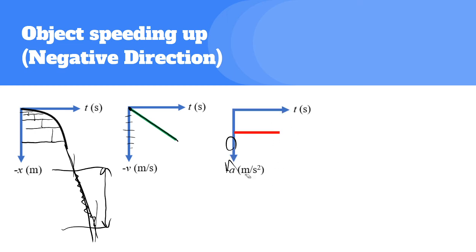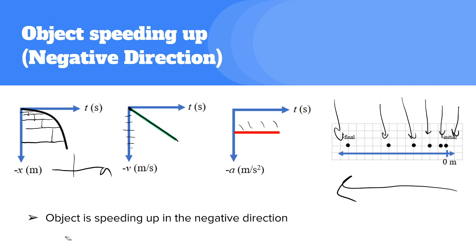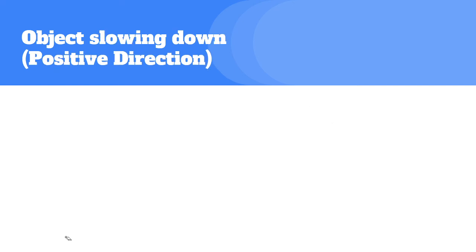All right. And my acceleration time graph this time, what's going to happen, since my velocity is changing in a negative direction, then I am going to have basically negative acceleration. And what about my motion map? I start from 0 location, but what is happening? I travel more and more every second. But I basically move in the left direction. And what's my definition? Object is speeding up in the negative direction. Object slowing down positive direction.